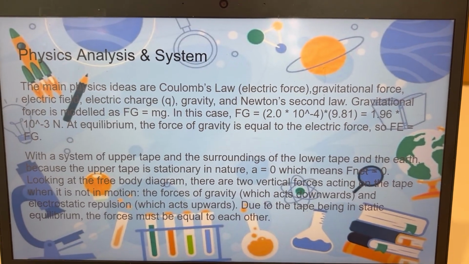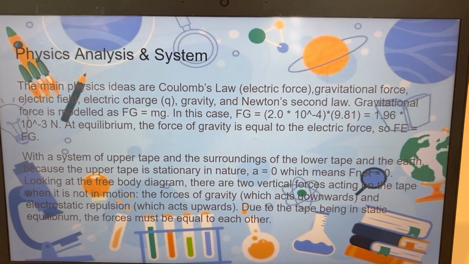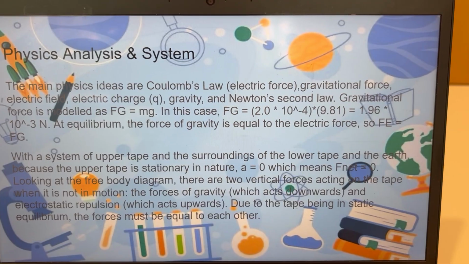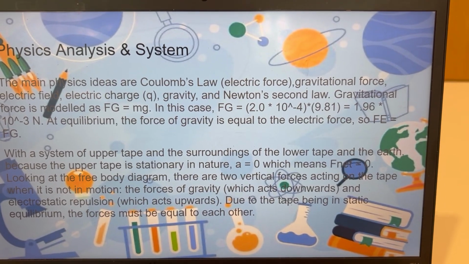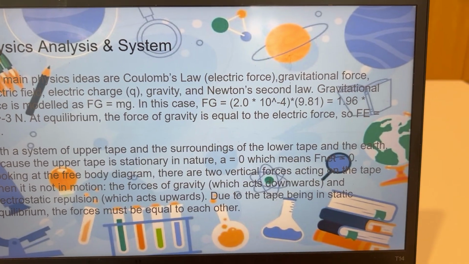The main physics ideas are Coulomb's law, gravitational force, electric field, electric charge, gravity, and Newton's second law. Gravitational force is modeled as Fg equals mg. In this case, both are equal to 1.96 times 10 to the negative 3 newtons.